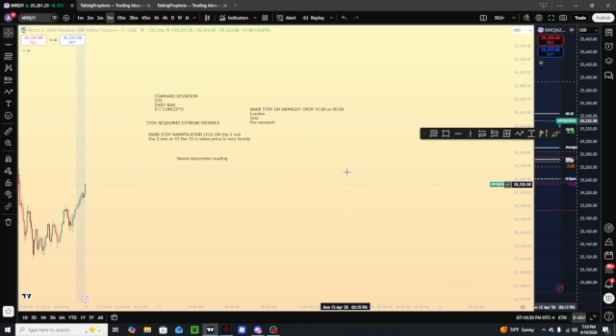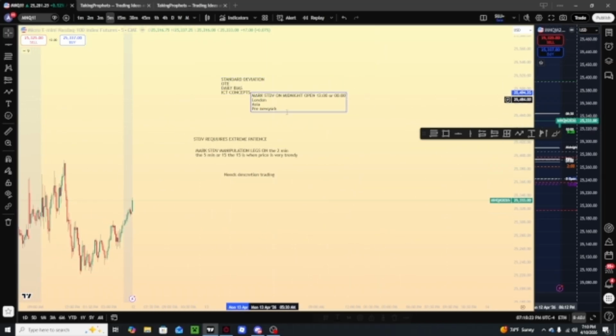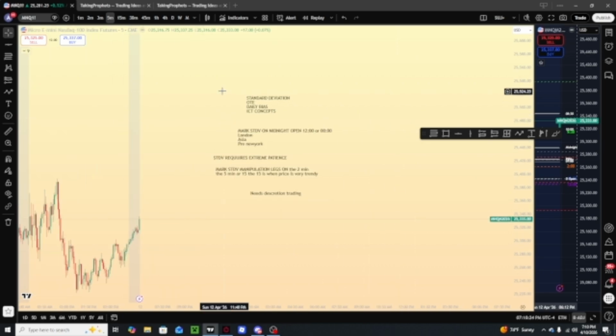So now from the steps, we're going to take a little recap. How to mark out standard deviation legs. Mark standard deviation from midnight open, 12 o'clock or 0, so midnight. Mark it out from London. Make sure it has a break of structure and a sweep of liquidity before you mark out any legs. If you mark it out on just a random leg, it's not going to work. And then now Asia and pre-New York.